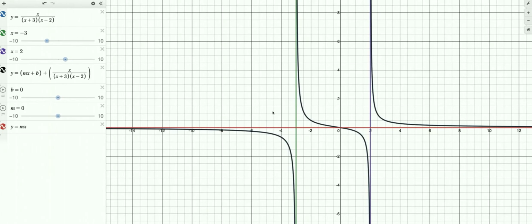Okay, let's do some graphing on Desmos here to try to get to the idea of what's going on here in the most general case. I've taken the case from a previous video, y equals x divided by (x plus 3)(x minus 2). We graphed that, and we found there are vertical asymptotes at x equals negative 3 and at x equals 2, as shown.